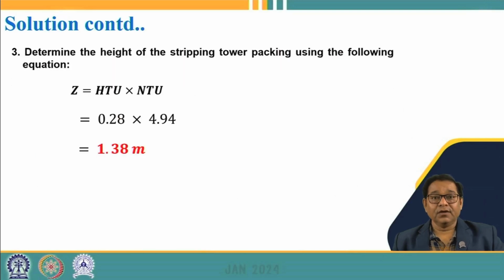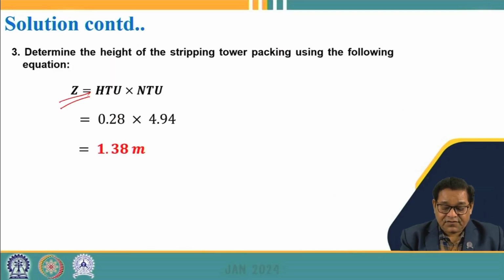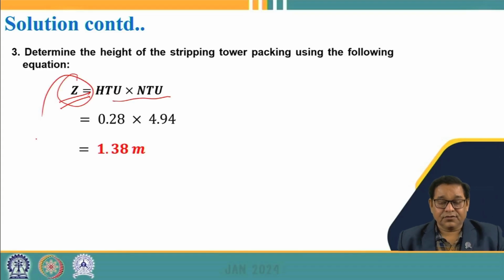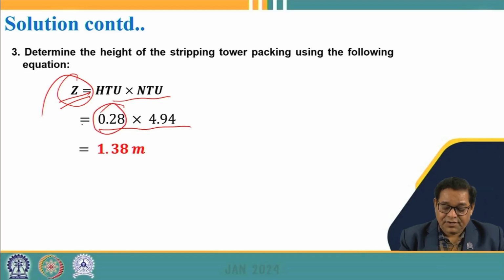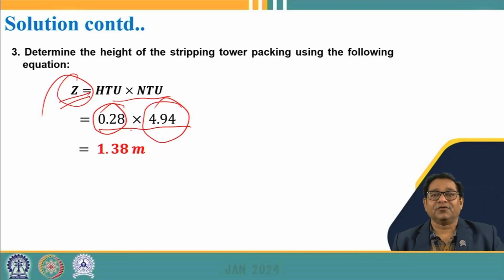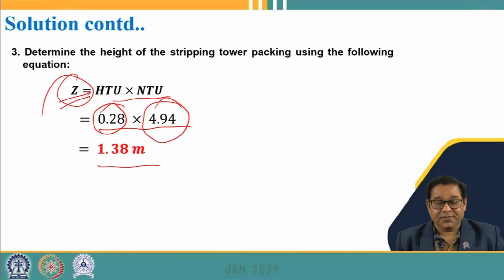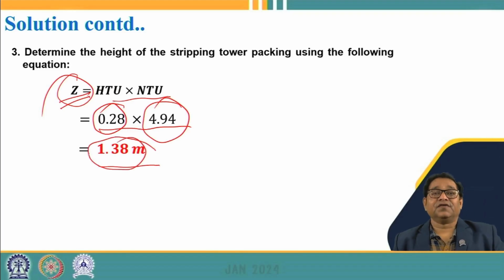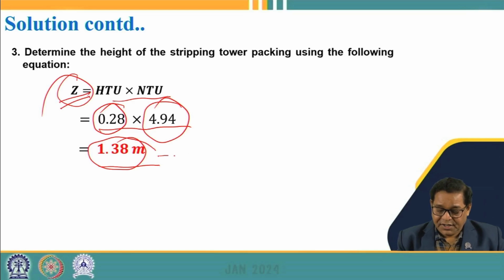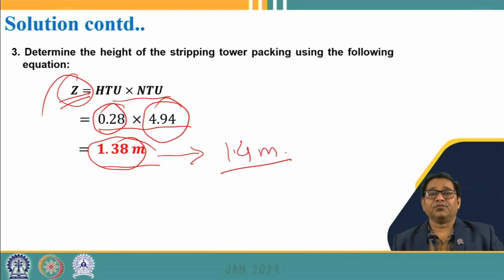4.94. Then we can find out the height of the transfer unit into NTU, which will be equal to the total height of the column required for the packing media. For the HTU value we have got 0.28, and similarly NTU from the equation we have got 4.94. If we multiply, we get a value of 1.38 meter, which is the required height of the packing media in the column. We can take this approximately equal to 1.4 meter.